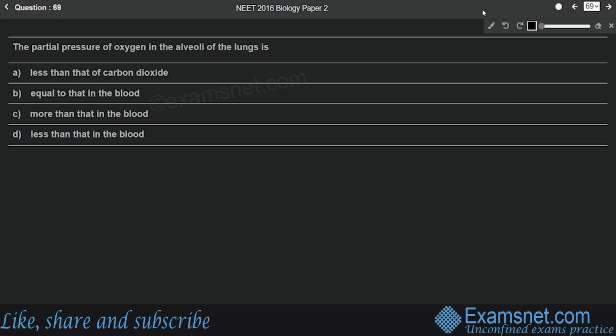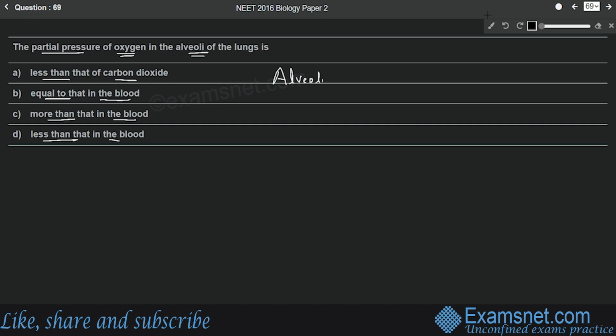Question number 69 is from the chapter Breathing and Exchange of Gases, and the question is: the partial pressure of oxygen in the alveoli of the lungs is option A, less than that of carbon dioxide; option B, equal to that in the blood; option C, more than that in the blood; and option D, less than that in the blood. Okay, so let's talk about the alveoli first.